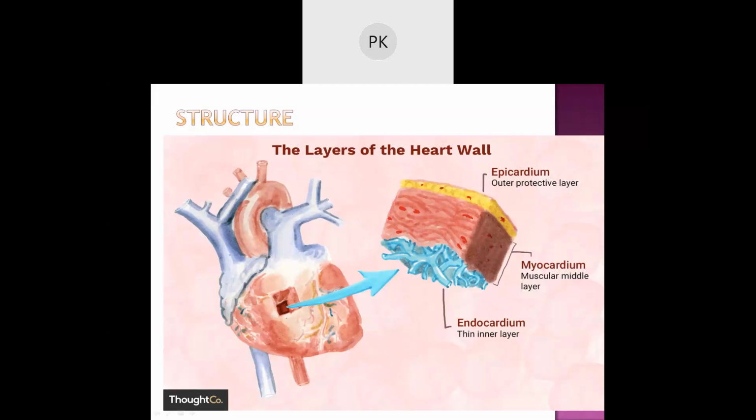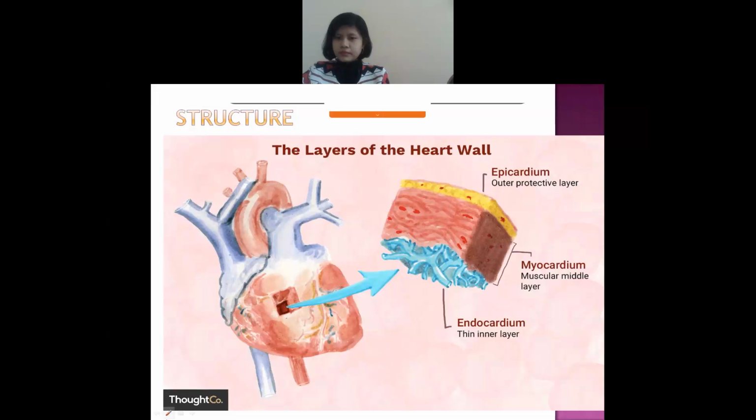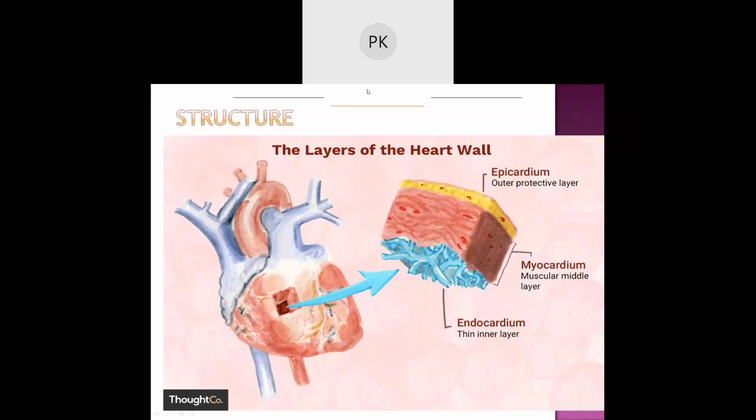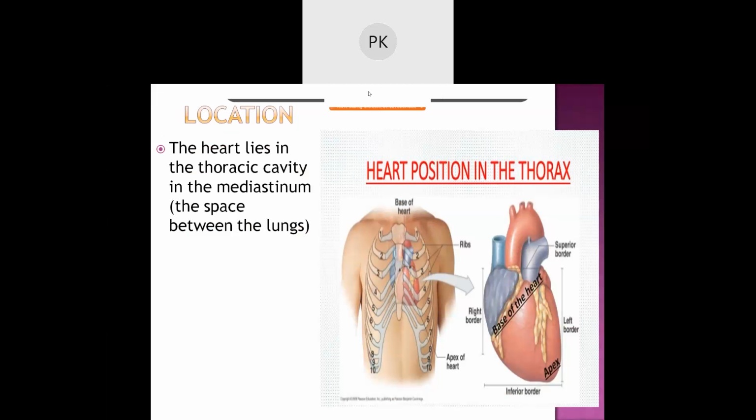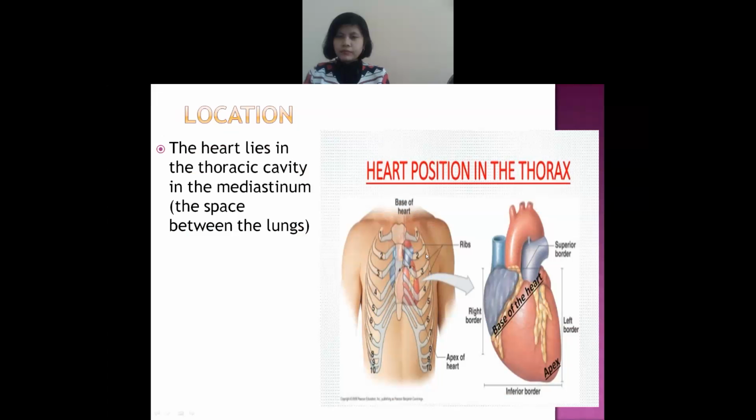The layers of the heart wall: epicardium, myocardium, and endocardium. Epicardium is the outer protective layer, myocardium is the muscular middle layer. Endocardium is the thin inner layer. Yes, ma'am. Thin inner layer, I said thin.